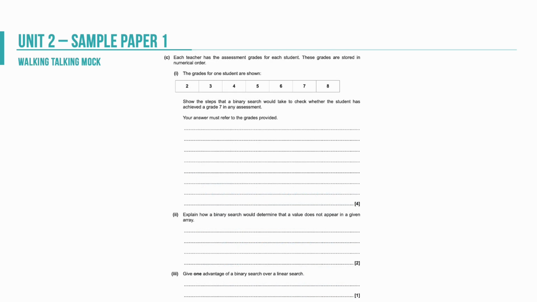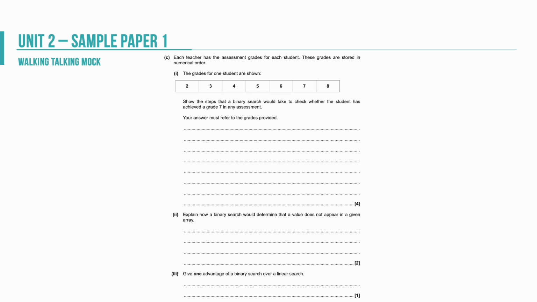We're then told that each teacher has the assessment grades for each student and that they're stored in numeric order. So whenever we've shown a list that's in numeric order, we're thinking of something to do with a binary search. We're then asked to show the steps that a binary search would take to check whether the student has achieved a grade 7 in any assessments. Your answer must refer to the grades provided, so you've got to be specific to this list.